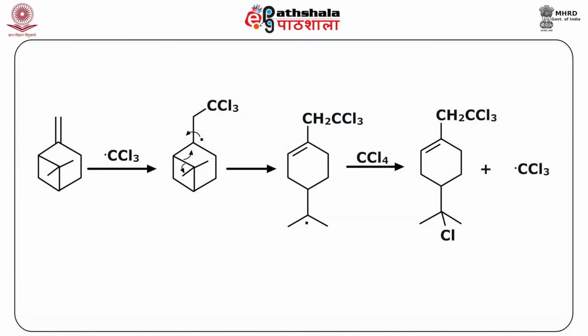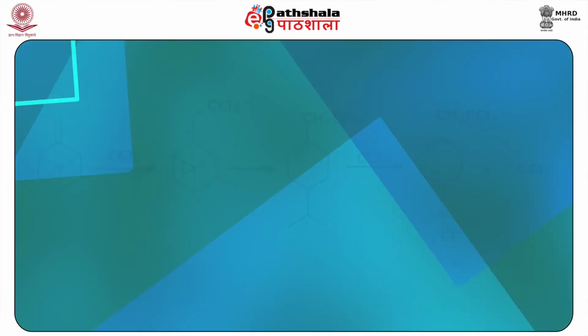For example, here in the given structure, once the radical is formed at the sp2 hybridized carbon atom, and when it reacts with the trichlorocarbon radical, it undergoes the rearrangement, leading to the formation of a new radical at the ortho position, and henceforth the new product is formed.